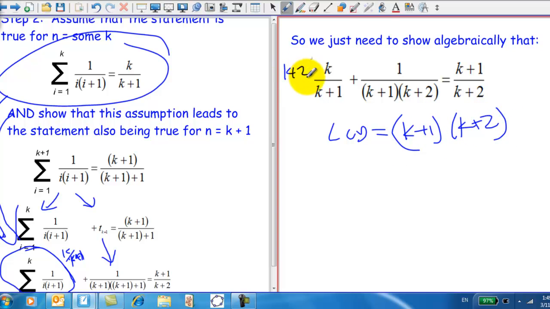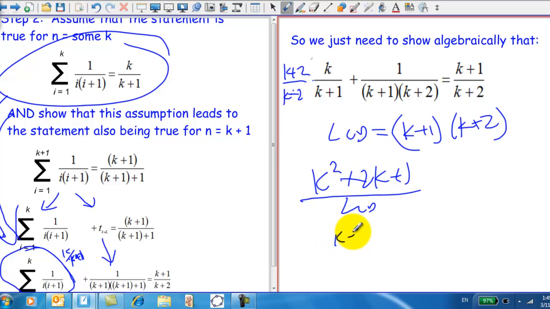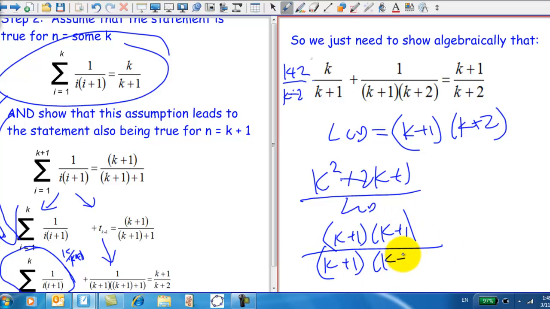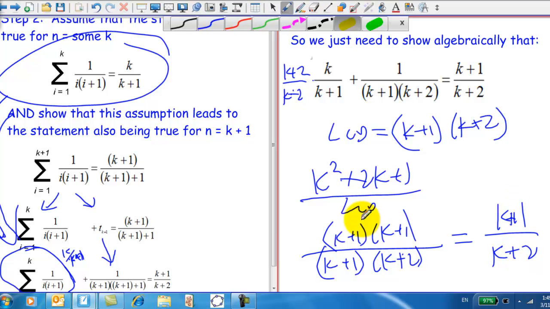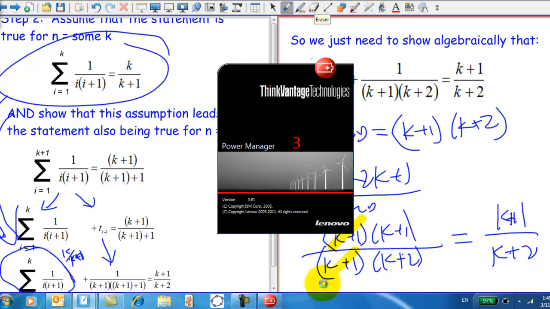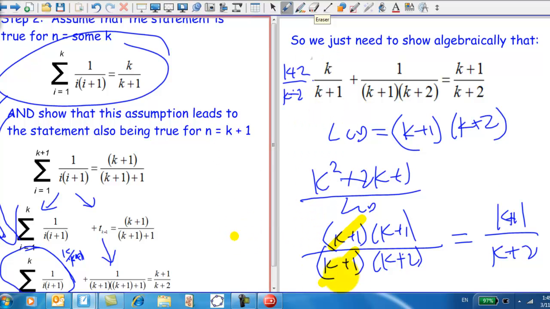Multiply numerator and denominator of this one by k plus 2. K squared plus 2k plus 1 over the LCD, or k plus 1 times k plus 1, over the LCD, which is k plus 1 times k plus 2. And that's equal to k plus 1 over k plus 2, because we get these canceling out. Okay? Alright.